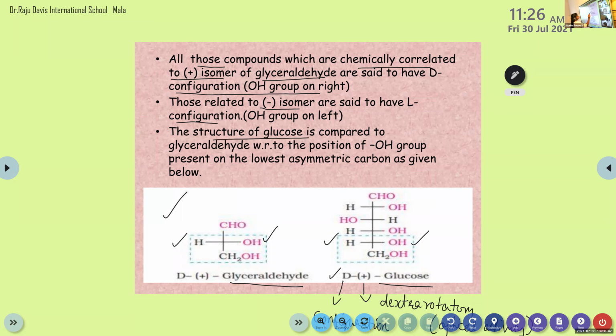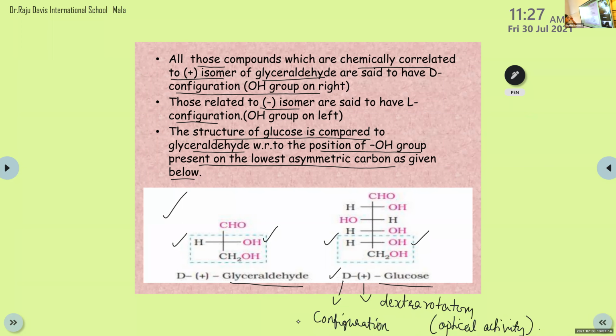So the structure of glucose is compared to glyceraldehyde with respect to the position of OH group present on the lowest asymmetric carbon as given below. Lowest asymmetric carbon. Ma'am, what is this W dot R dot? With respect to.